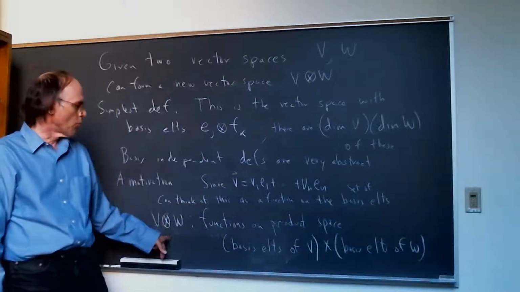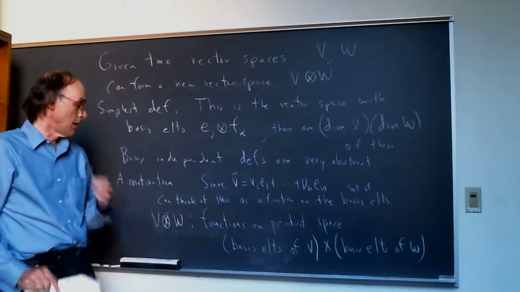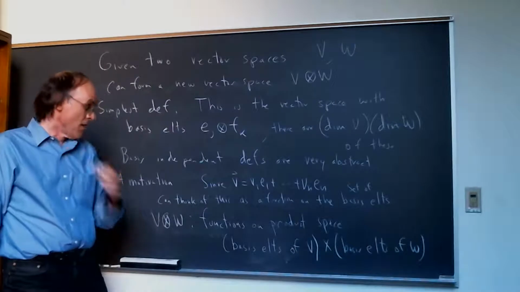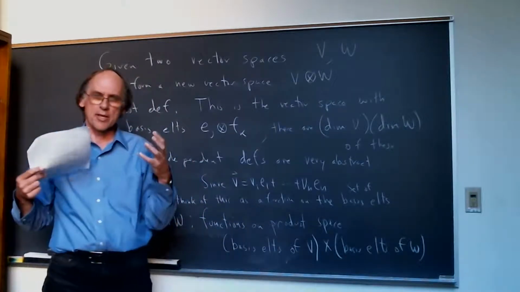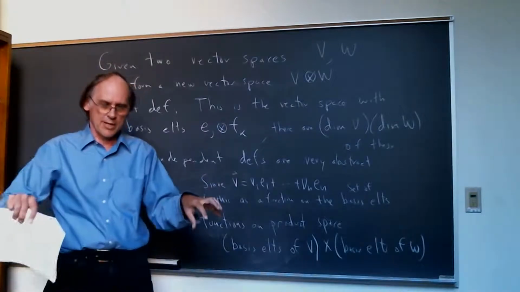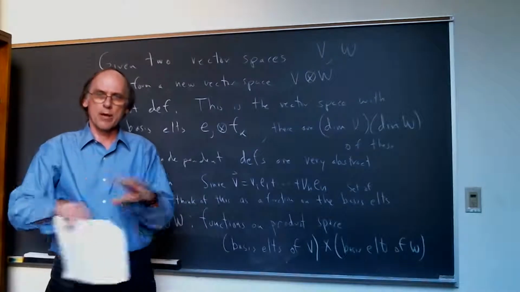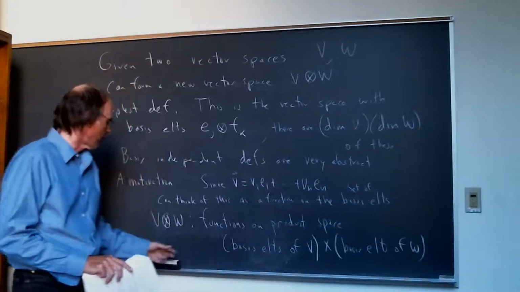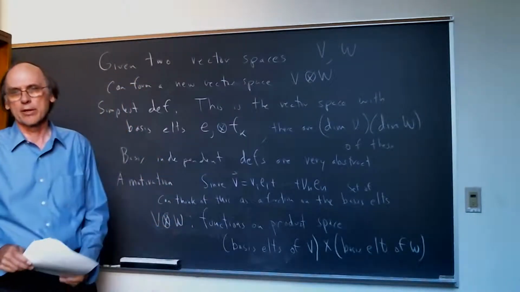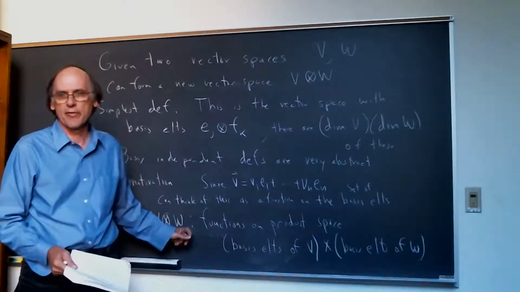So whenever your vector space is a set of functions on some space, and you've got two of these, if you want to look at the set of functions on the product space, that's the tensor product. So that's one way in which this often appears.